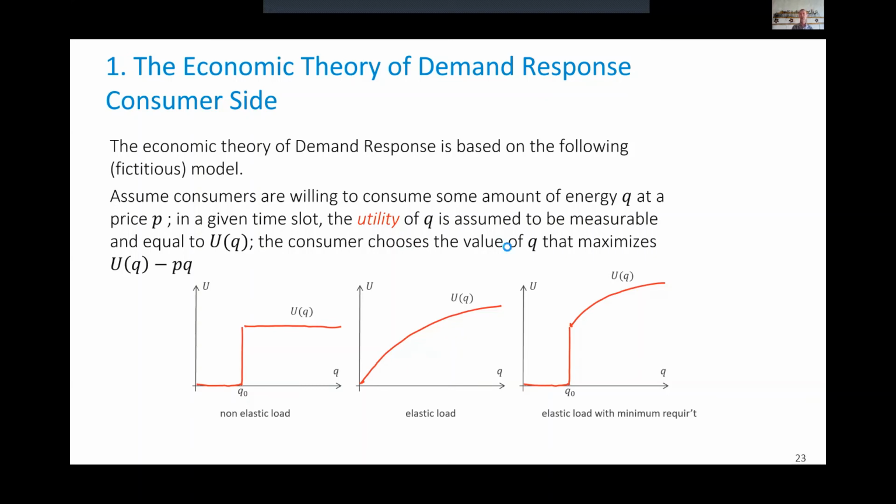So what the home energy system will do, if it sees a variable price, it will try to maximize the utility of consuming Q minus the price that it pays for that. At least that is the economical theory of how a grid consumer works. We've seen that there are other theories.